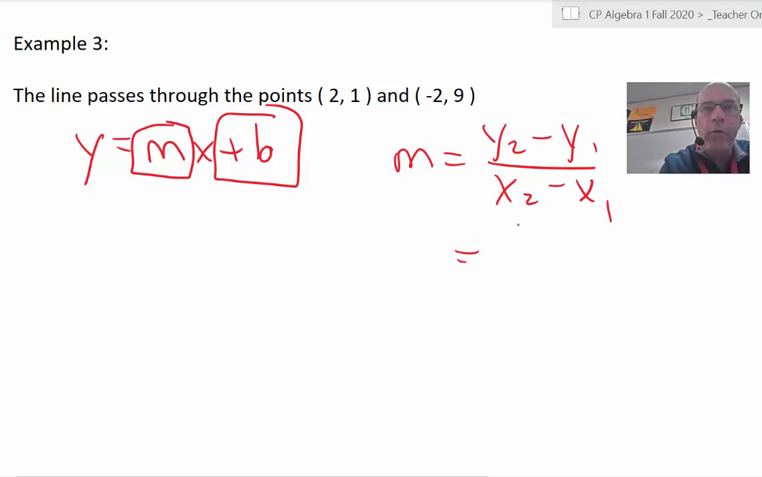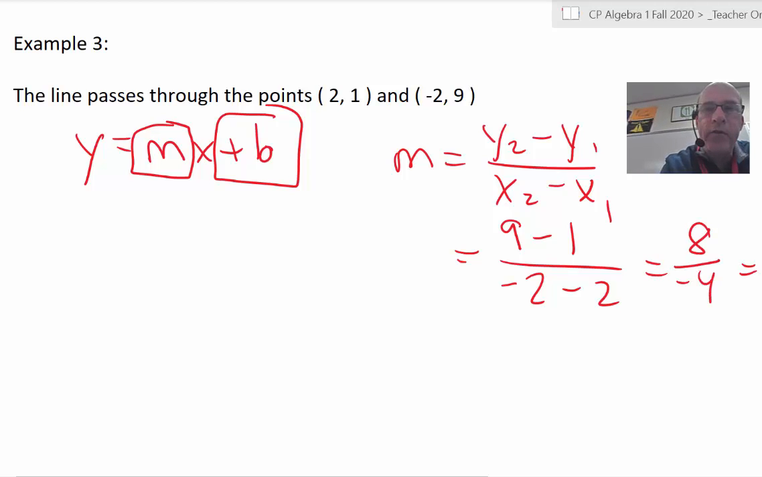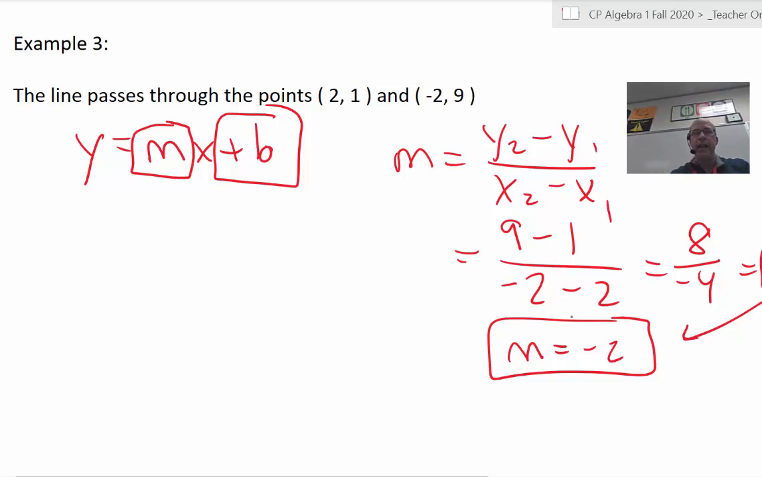y2 minus y1, that will be 9 minus 1 over negative 2 minus 2. That's 8 divided by negative 4. Oh, that's negative 2. The slope, I think I've gone off the screen here. I'll write it here. m is negative 2. I had to find the slope using the formula because they gave me 2 points. Perfect. So I can plug this in. y equals negative 2x plus b.